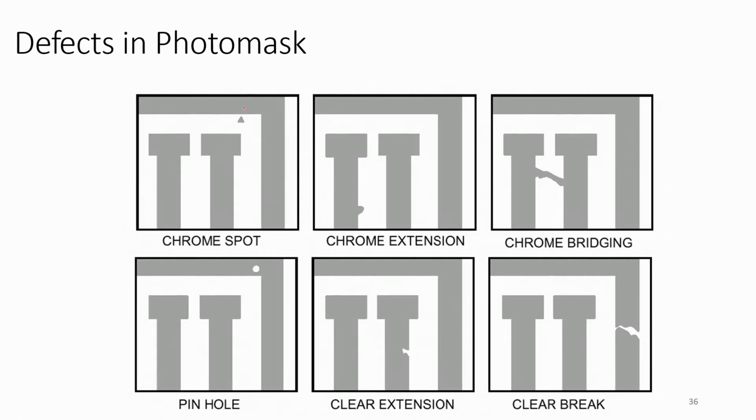One is a chrome spot. Now, why is it not important? Why is it very important? Particularly when you fabricate MOSFETs, within this area you will have a few thousand devices that you will be killing because of the defects in that photo mask, which is your chrome spot.